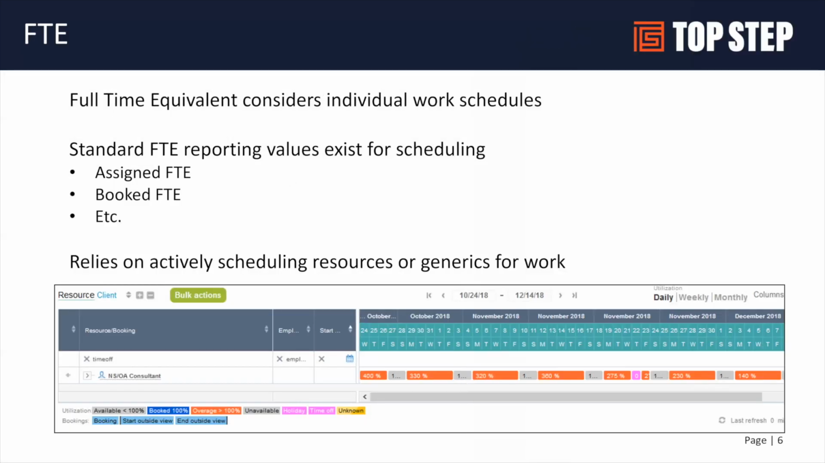What is an FTE? An FTE in OpenAir is a full-time equivalent, and it really works based on a work schedule. So if I have a demand for 100% of someone's schedule, 8 hours a day, then that's an FTE, and we'll need to plan our FTE accordingly. OpenAir has standard FTE reporting values. We talked a little bit about this last month in our capacity. There's assigned FTE and booked FTE, the two primary. There's some other options as well. These are the two we most often see customers benefiting from.